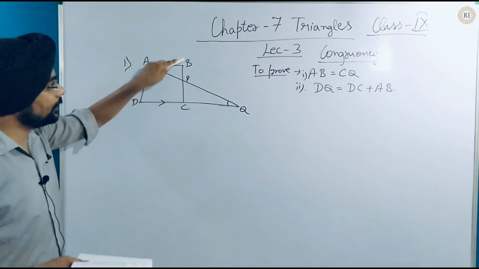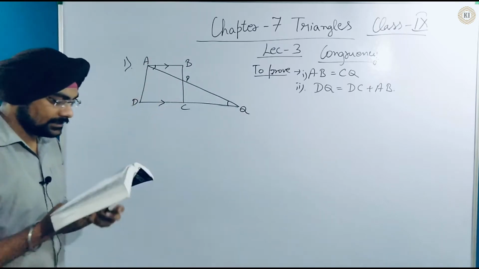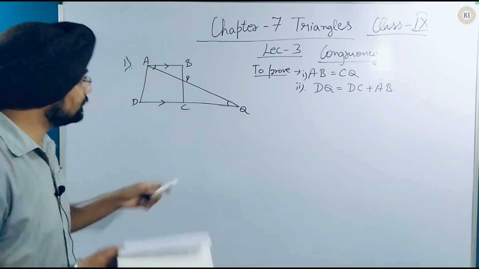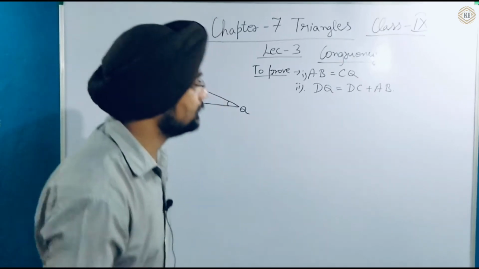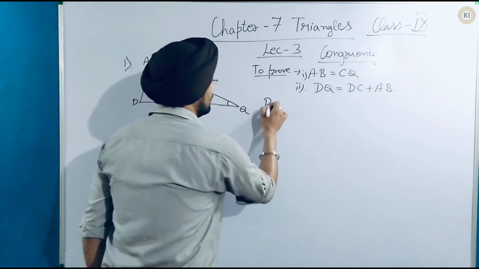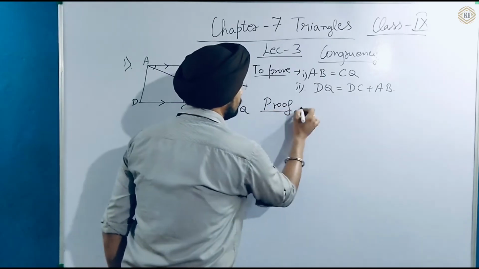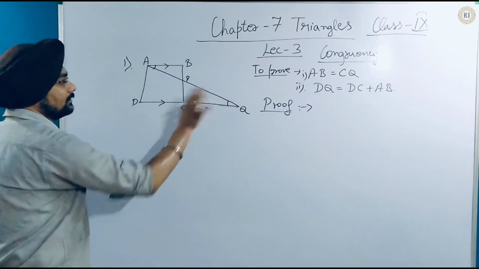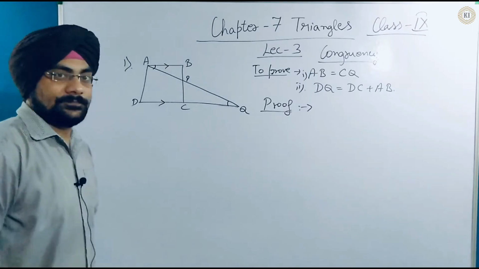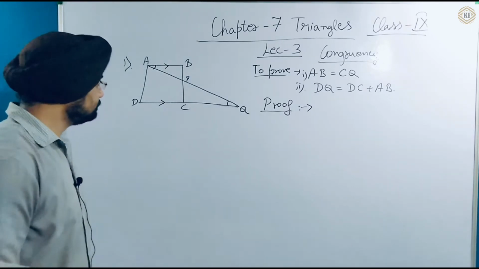P is the midpoint of BC and we have to prove that AB is equal to CQ and DQ is equal to DC plus AB. Now see how I will start. Prove. First of all, you can see that these two angles are given equal. So these two angles are alternate angles.